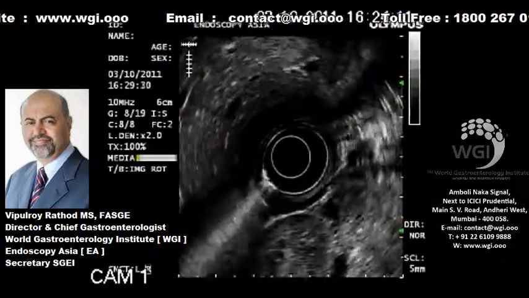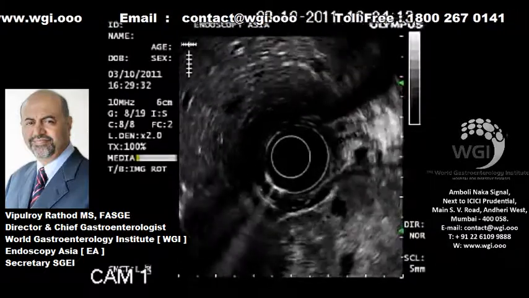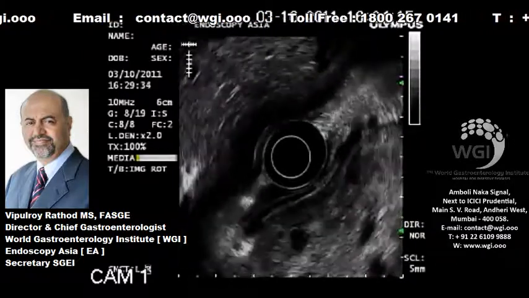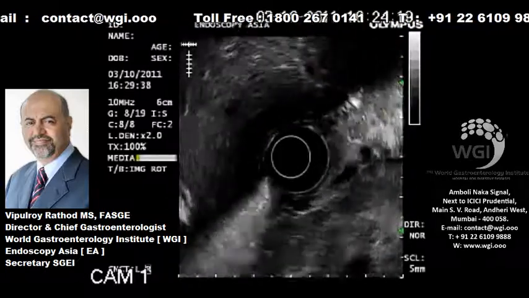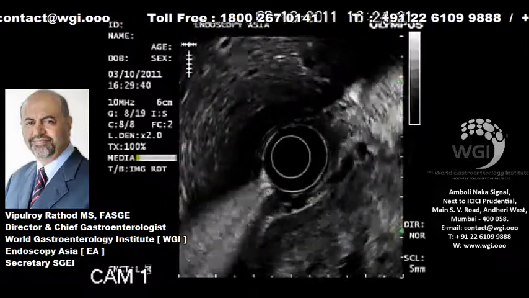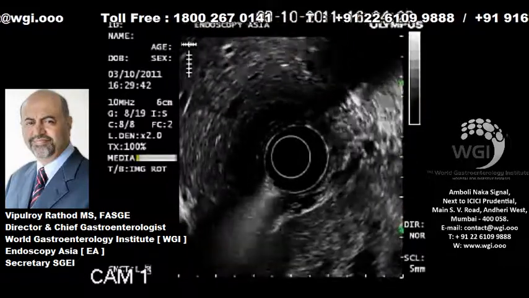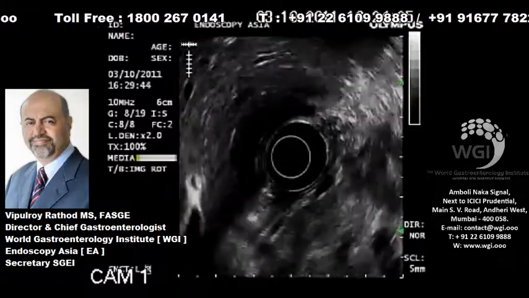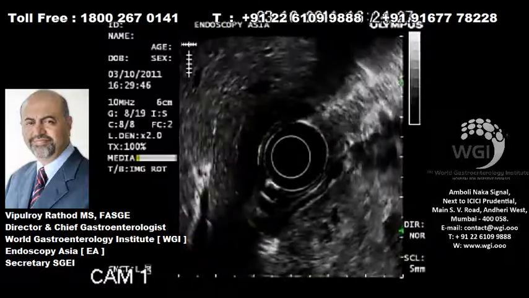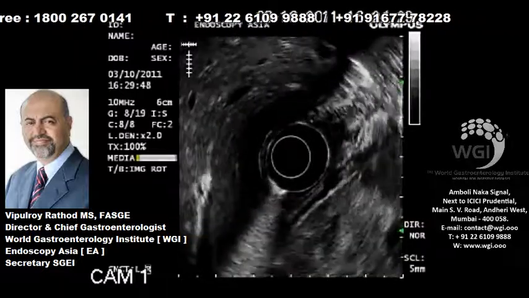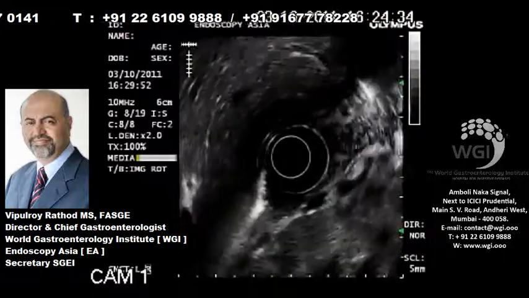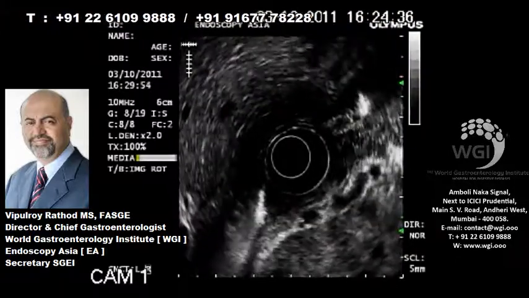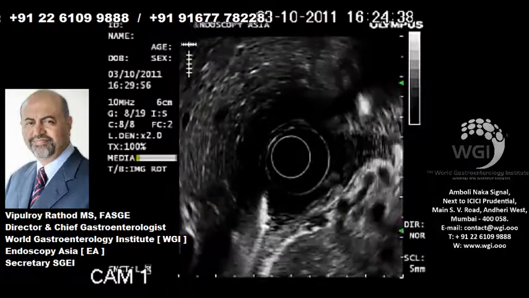More water, please. So we'll instill a little more water in order to distend the stomach a little more. That is required sometimes. And we make sure that the water is aspirated when you actually come out. So now I'm going to try and show you the layers of the gastric wall. You can see the gastric wall layers.